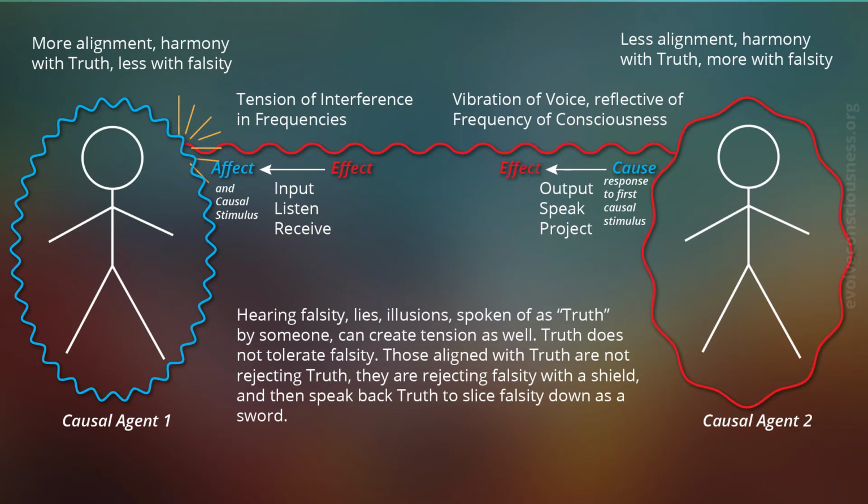So you can hear it, and it impacts your frequency, and there's a clash because what you understand about reality and the correspondences and the coherence is stronger than the other person's, and they have a more confused understanding, and they're speaking to you as if it's true. Well, that's going to create interference and tension, and you can shatter it because you have a shield, but you also have a sword. You're not rejecting it as if it was just a shield. You're going to speak back the truth with a sword.